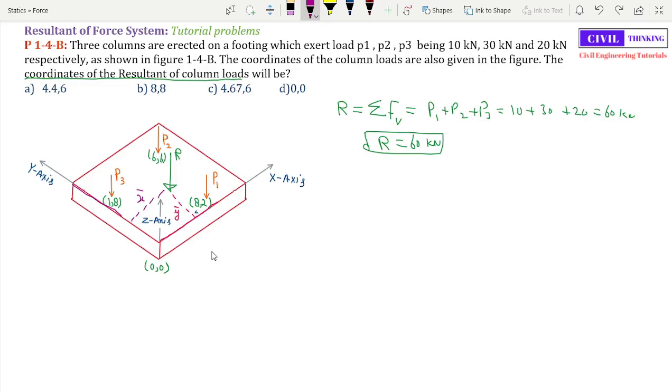Okay, now let's apply Varignon's theorem on x-axis and y-axis. Okay, now according to Varignon's theorem, moment of resultant about a point, or you can also say about an axis, or a line, is equal to moment of forces about that point or about that line. Okay, this is Varignon's theorem.